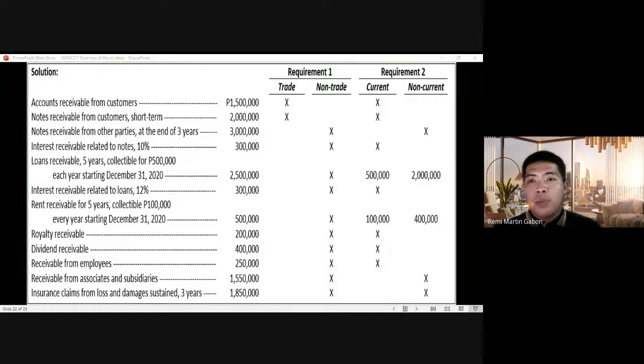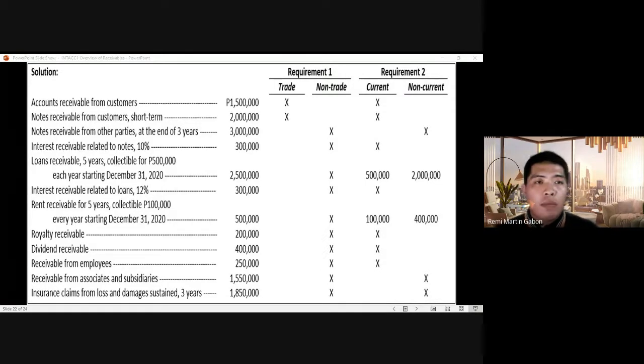For accounts receivable from customers, the 1,500,000, since it's coming from customers, we consider it immediately trade. Okay? Since trade receivables are automatic current, we can have it diretso current. So accounts receivable from customers, trade current. Okay? No other information naman provided for that item. So automatic, trade current. Notes receivable from customers, short term. Okay, there's a designation, short term. So therefore, coming from customers, automatic trade. Automatic current because referring to short term. Okay, short term. No information provided, so automatic current.